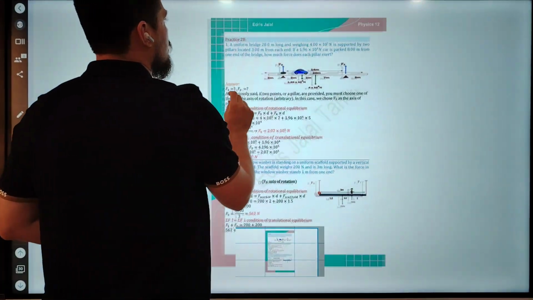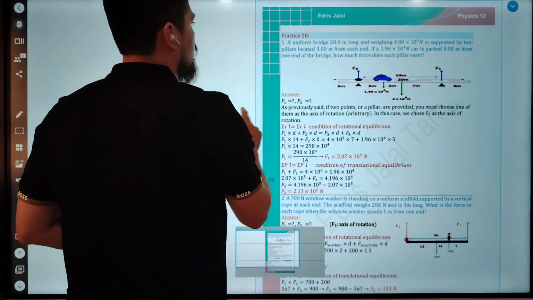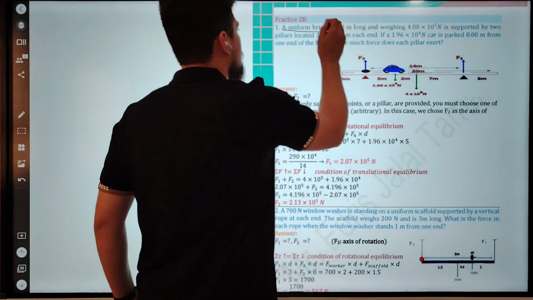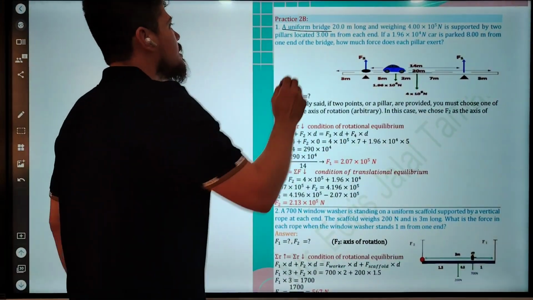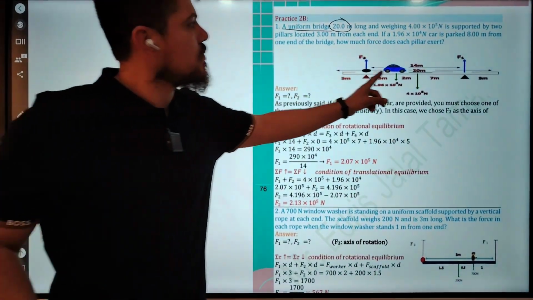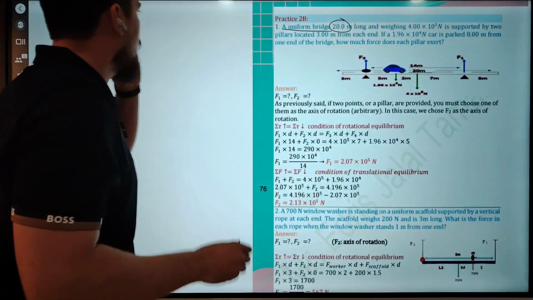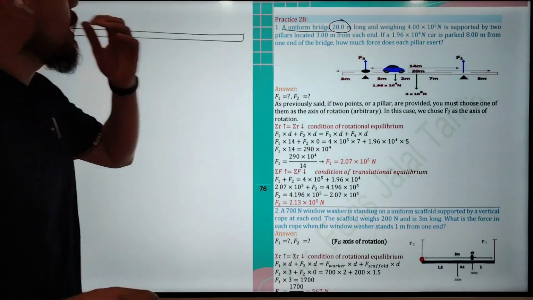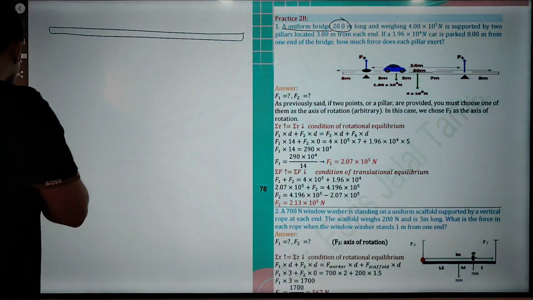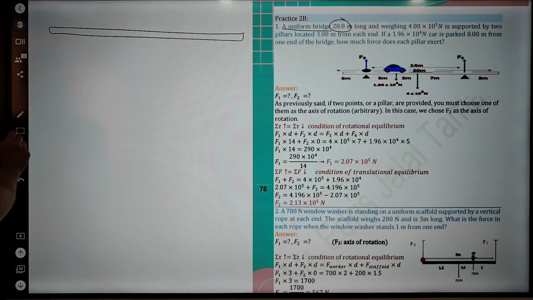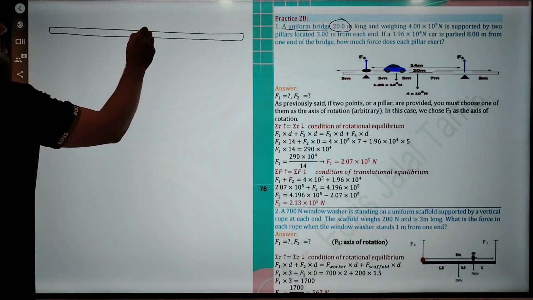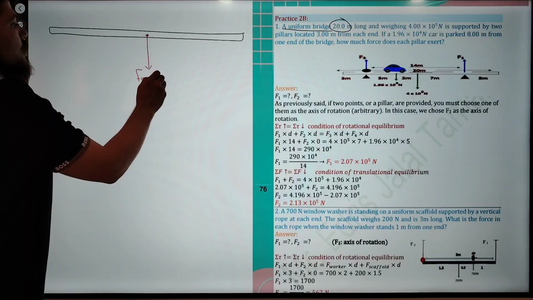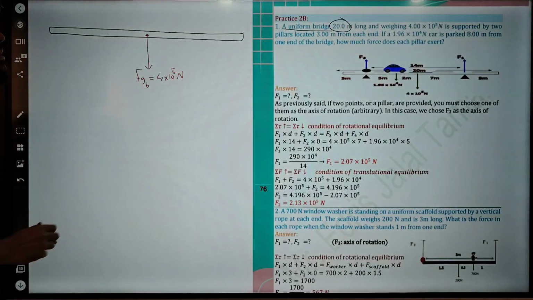Okay? Look at question 2B. Very good question. Listen carefully, please. A uniform bridge, it means that its center of gravity is located at the center. The length of the bridge is 20 meters. Okay? Assume that this is the bridge. Its weight is 4 times 10 to the power 5 Newton. This is the Fg of the bridge located at the middle. Fg bridge is equal to 4 times 10 to the power 5 Newton.